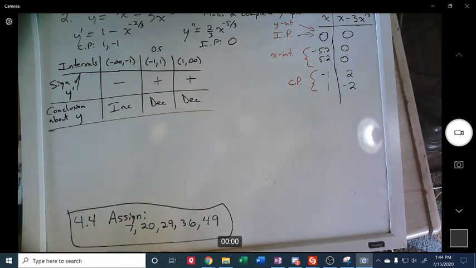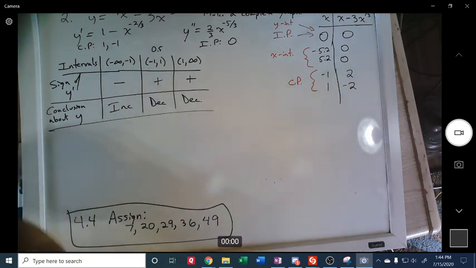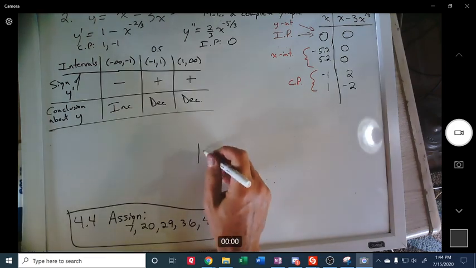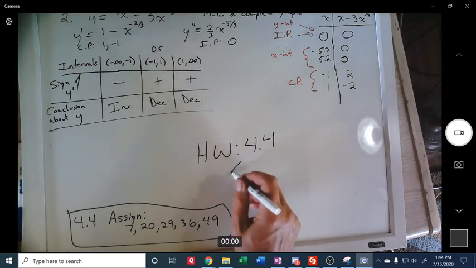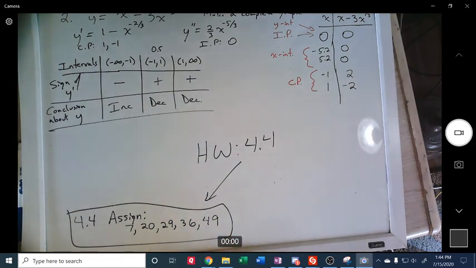All right. Well, we're out of time here anyway. So the homework is 4.4. That's the homework assignment.